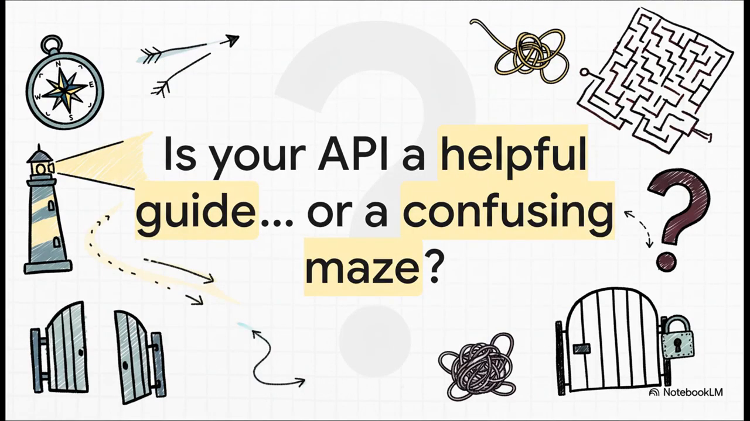At the end of the day, all these principles we've talked about, they're the difference between building a clean, well-lit hallway that guides developers exactly where they need to go and building a dark, confusing maze that just leaves them frustrated. So I'll leave you with this. The next time you build an API, which one is it going to be?